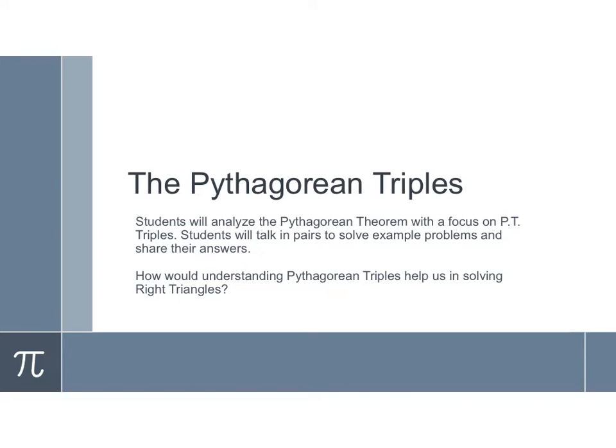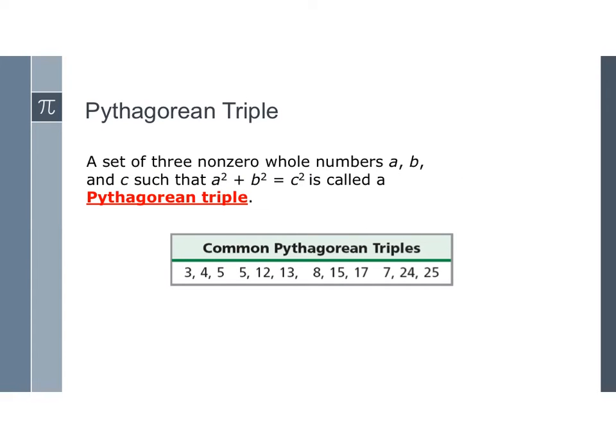All right, so ladies and gentlemen, these notes cover Pythagorean triples as well as Pythagorean inequalities and geometric mean. A Pythagorean triple is a set of three non-zero whole numbers a, b, and c such that a squared plus b squared equals c squared. And we call that a Pythagorean triple. One of the ways we know it's a Pythagorean triple is if we solve for it, there's no decimal.